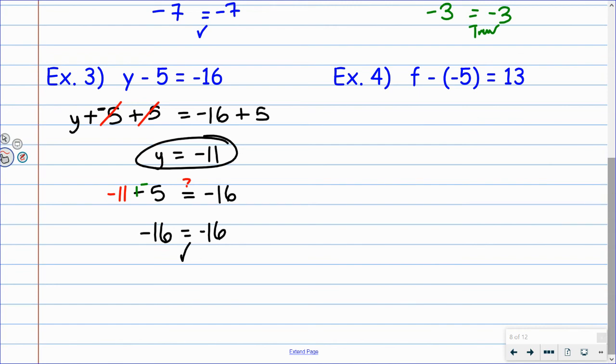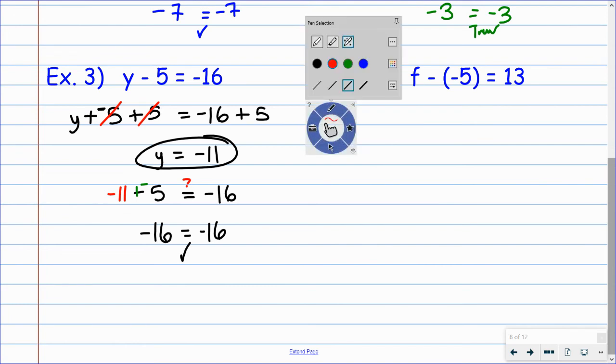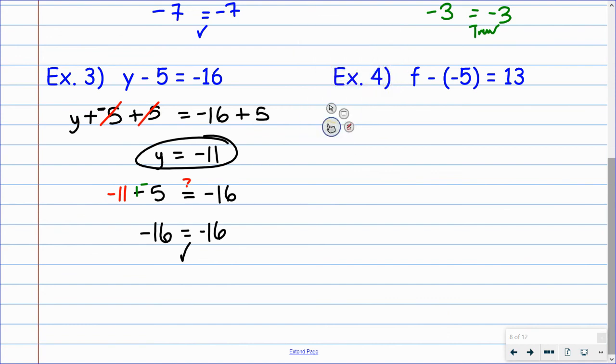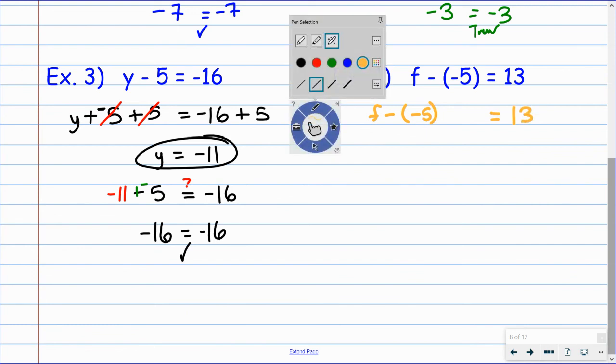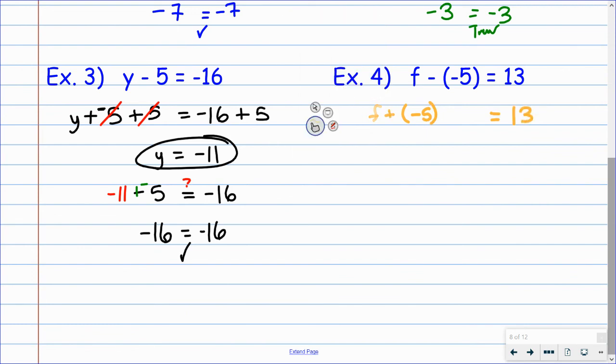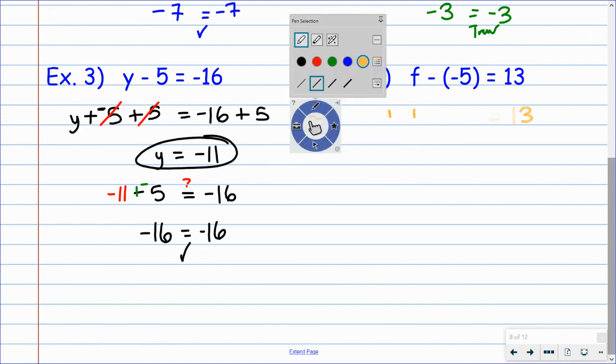All right, let's get a little purple out, shall we? Or, oh no, there goes my pencil. How about orange? Why not? All right, so in example 4, I see f subtract negative. Whoa, subtract negative. Forget that. What does subtracting a negative mean? I'm going to change that to add the opposite. Oh, disappearing ink. That's not very helpful. Let's try that again.